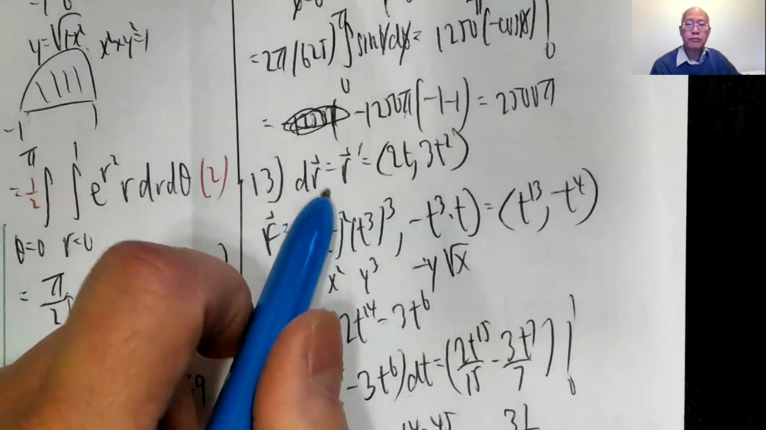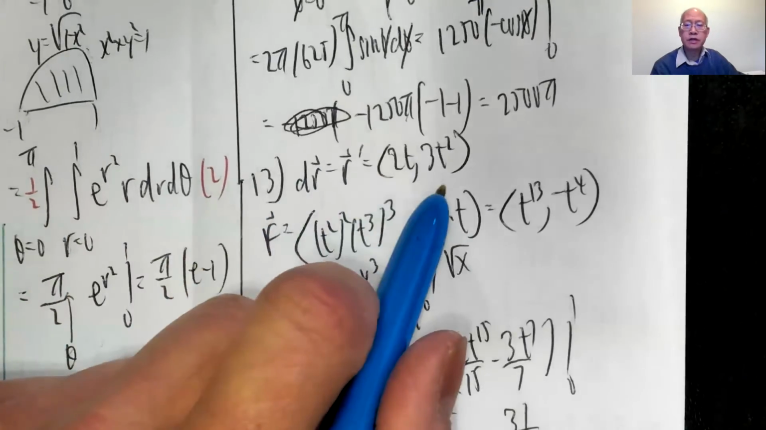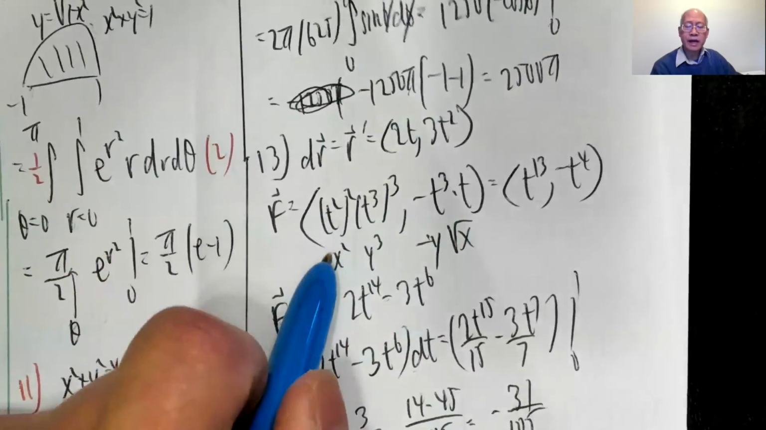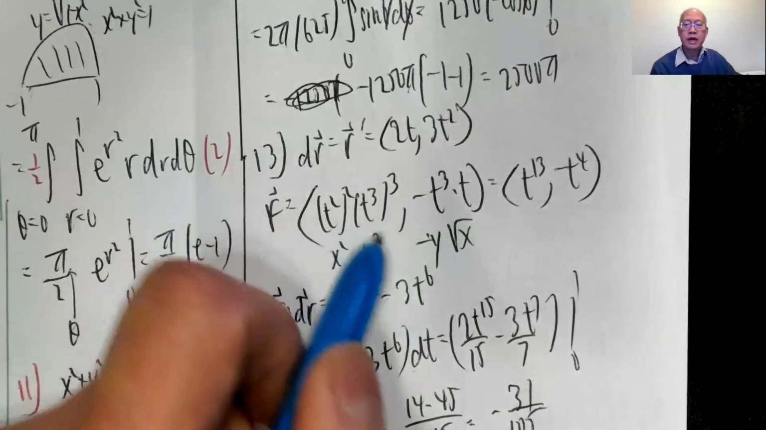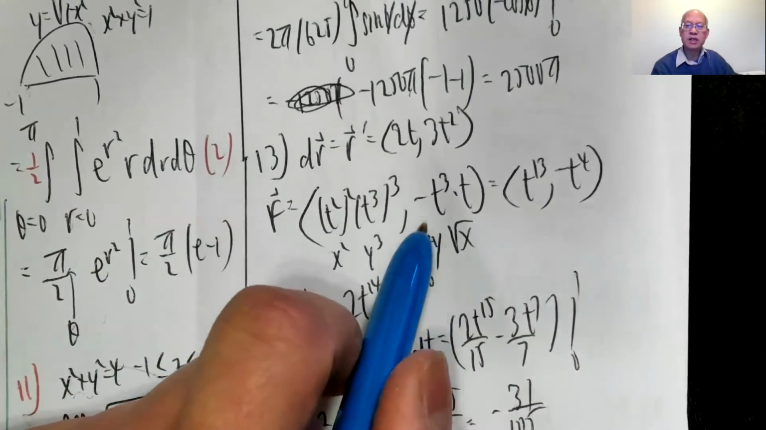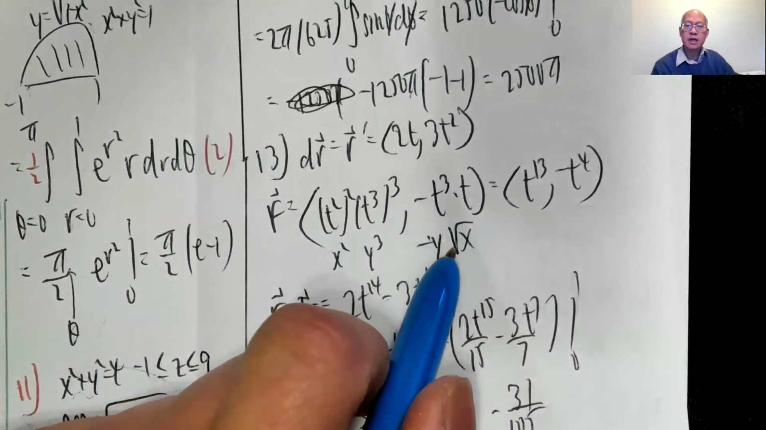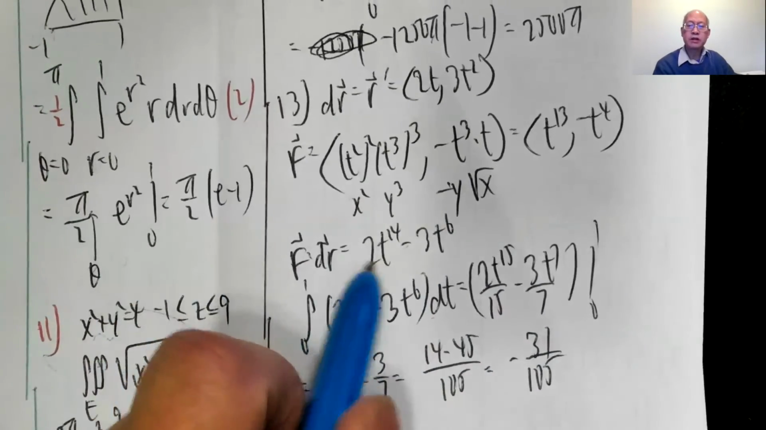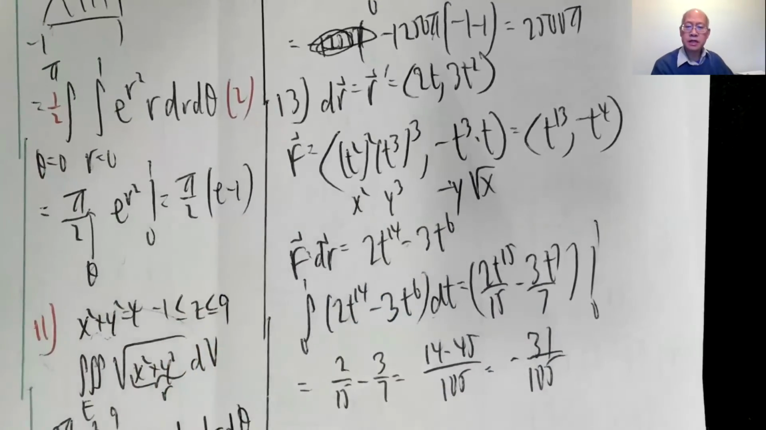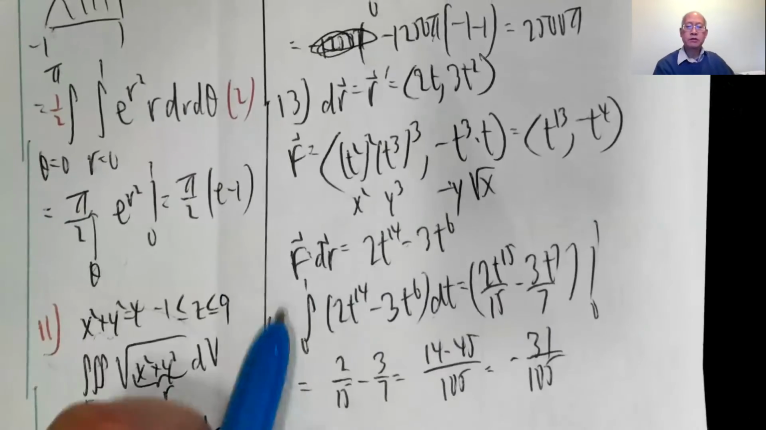13. R prime, which is the same as dr, is 2t, 3t squared. F is x squared y cubed, which is t squared squared times t cubed cubed. And then negative y radical x is negative t cubed times t, or t to the 13th, negative t to the 4th. So F dot dr is 2t to the 14th minus 3t to the 6th. So that's what I integrate from 0 to 1.